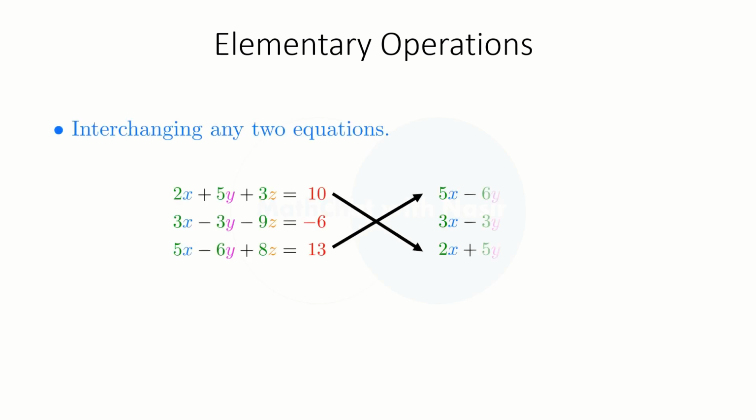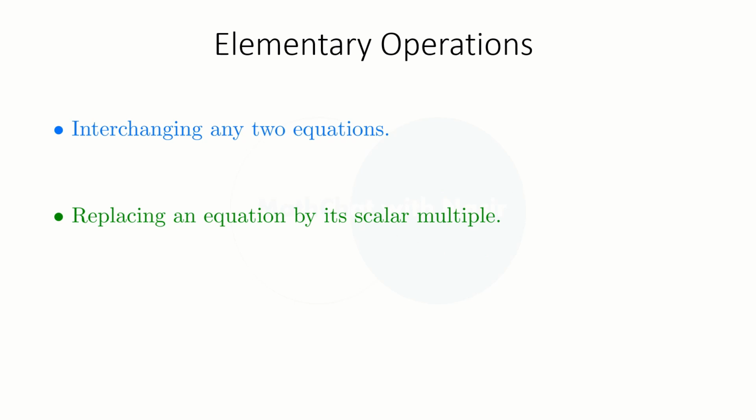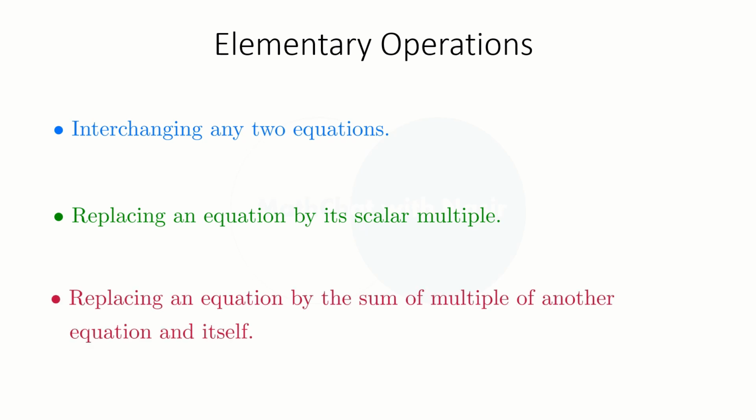The operations that do not affect the solution are called elementary operations. There is one more elementary operation, that is interchanging any two equations. The solution will remain the same even if we interchange any two equations. We have already seen the elementary operation of replacing an equation with its scalar multiple. And the third elementary operation is replacing an equation with the sum of this equation and the multiple of another equation.